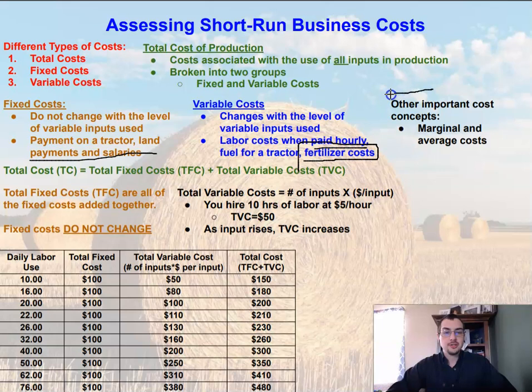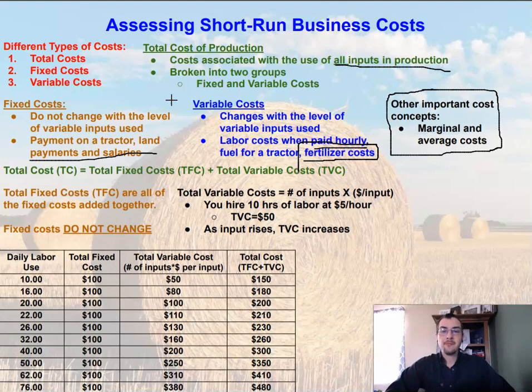So we'll also talk about some other important concepts, such as marginal and average costs. After we've gone through and defined total cost, total fixed cost and total variable cost, and we dive into all that, then we're going to throw in some more formulas, more equations, and we're actually going to calculate marginal and average cost.